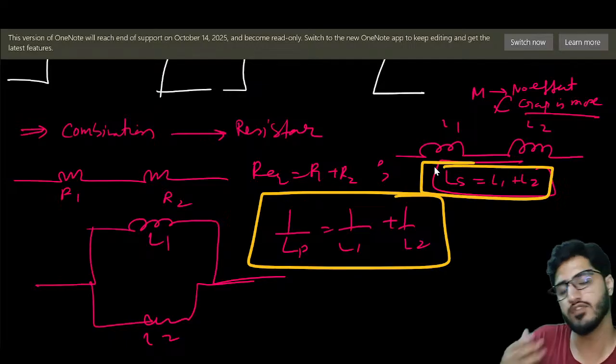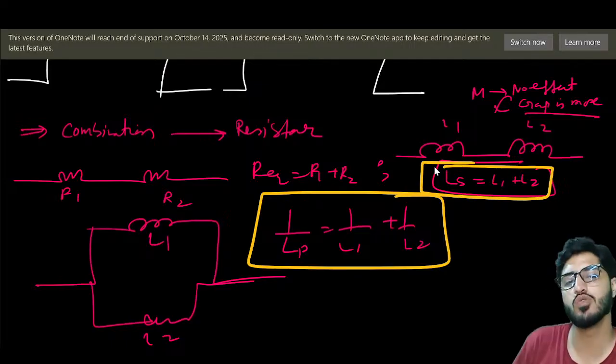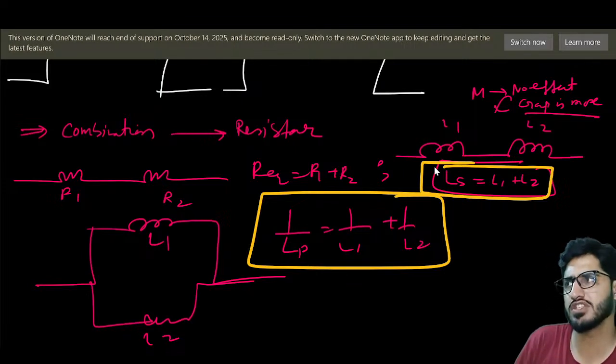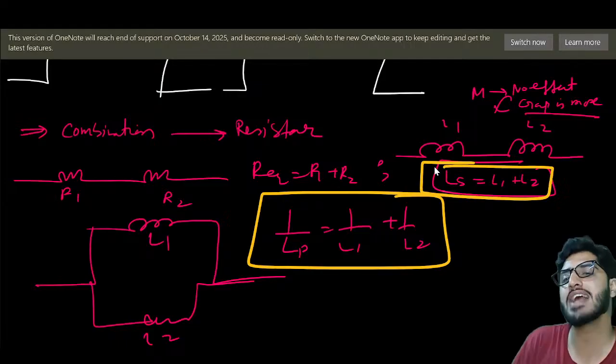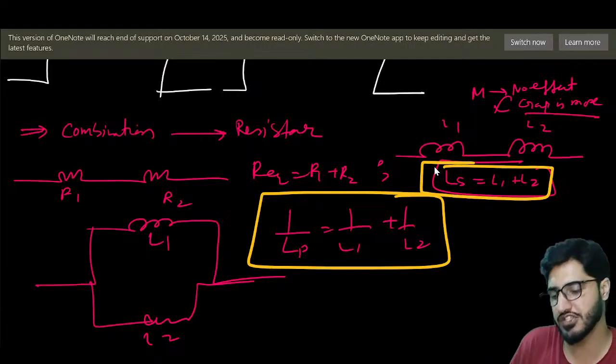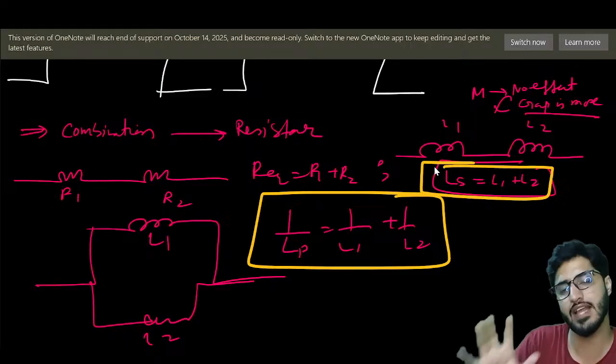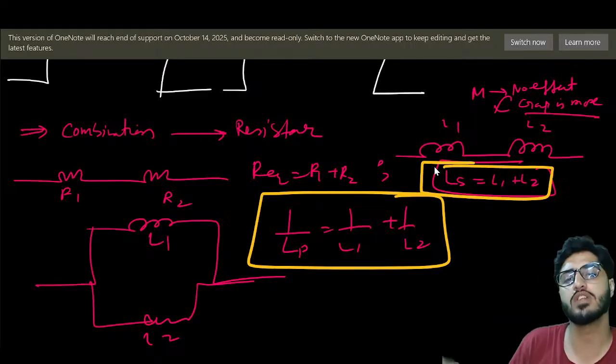There is one more formula, that L is L1 plus L2 plus 2M. That is not asked in examination. So don't just take maximum things, right? Take only those things which are important for your particular examinations. So for our examinations, we don't have any specific thing. We have only that thing that I'm just teaching you here, right? It is more than enough.